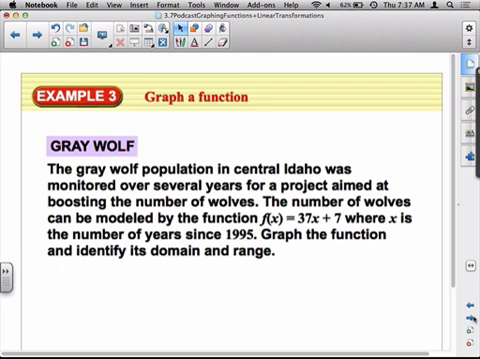Story problem. The gray wolf population in central Idaho was monitored over several years for a project aimed at boosting the number of wolves. The number of wolves can be modeled by the function f of x equals 37x plus 7, where x is the number of years since 1995. Graph the function and identify its domain and range.